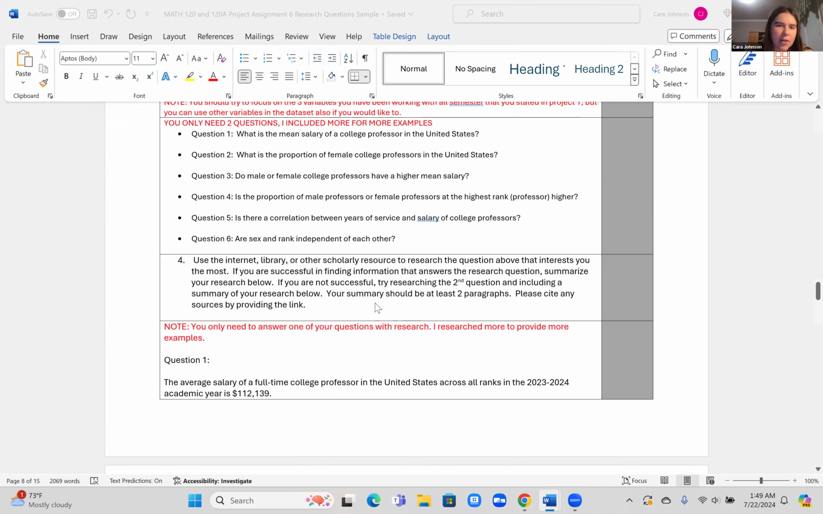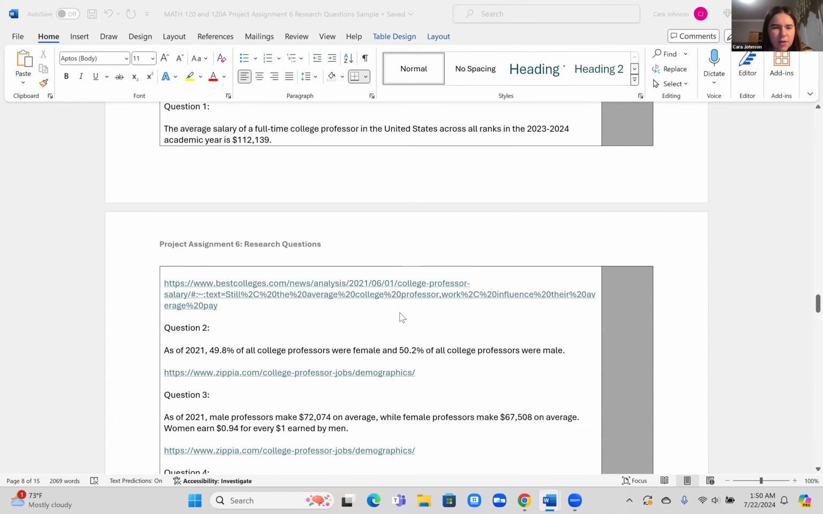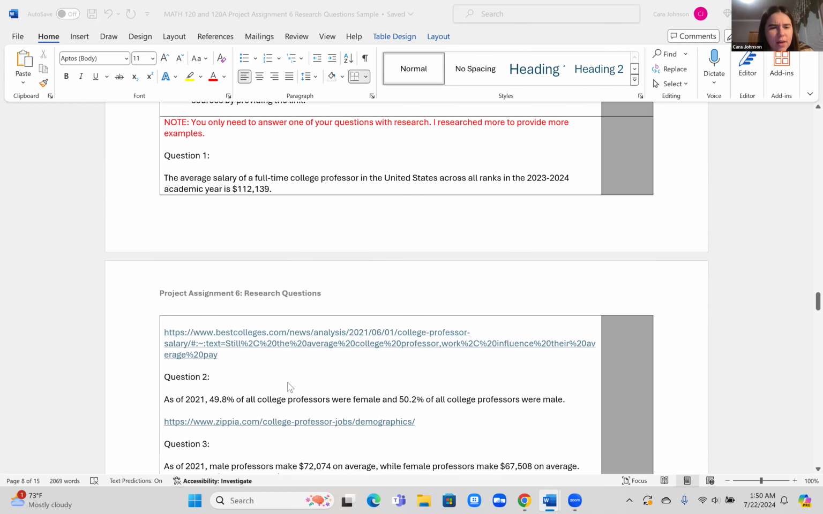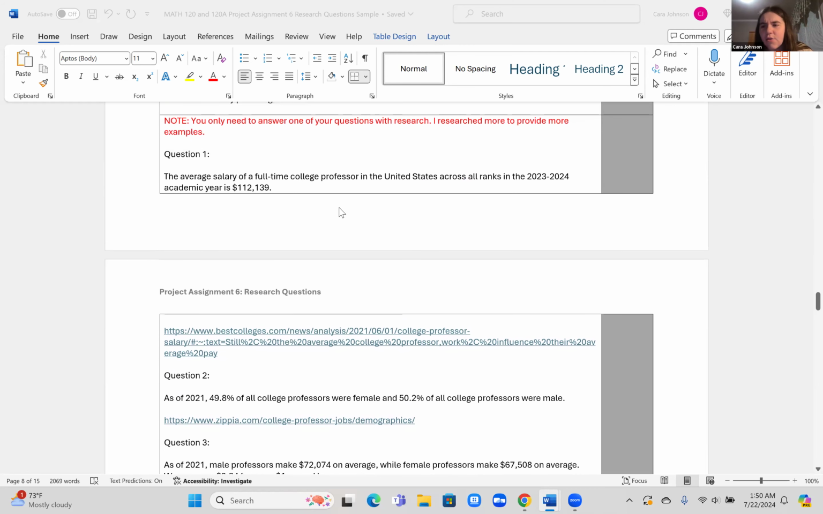My second question was about the proportion of female college professors. I found that 49.8% of college professors were female. Try to focus on recent data for this because that'll serve as a good comparison point, even if your data set was in the past. So I would recommend trying to focus on current data just for a good comparison point.